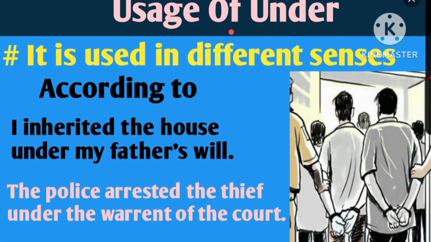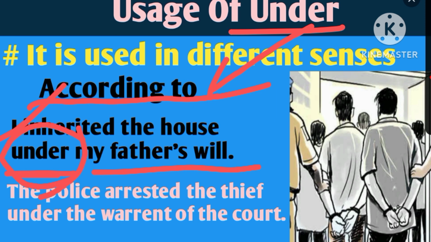Friends, preposition under may be used in the sense of according to. That means sometimes preposition under conveys the meaning according to. Here you can see one example is there. I inherited the house under my father's will. Look at this. Here, under means according to. That means I inherited the house according to my father's will.